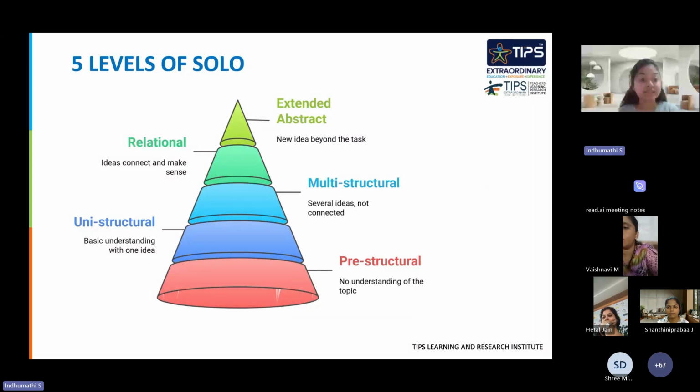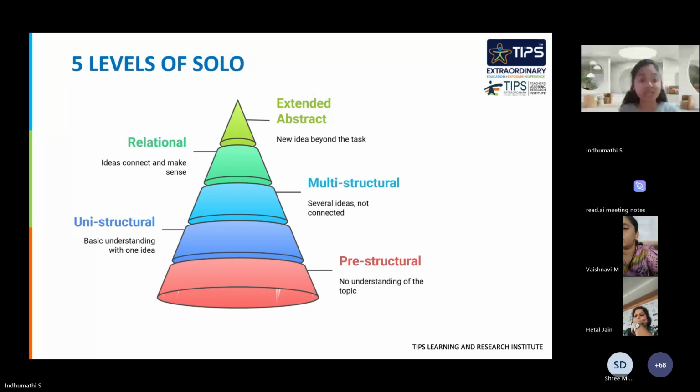And then comes the extended abstract. Here, the learner transfers his understanding, or applies his knowledge to a new situation. He thinks beyond the task. He creates his own idea. So these are the 5 levels of SOLO.